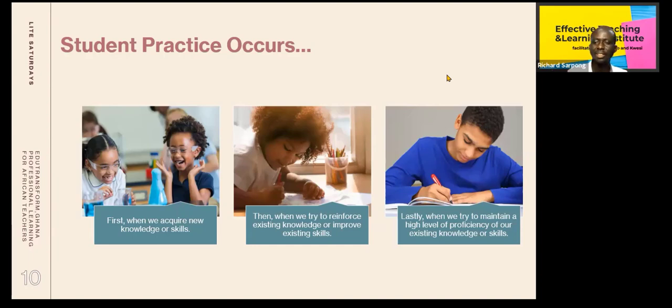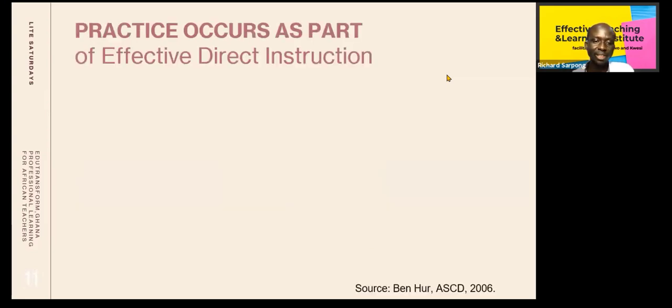And lastly, students practice to try to maintain a higher level of proficiency. That is the maintenance part of it, of an existing knowledge or skill that they already have.